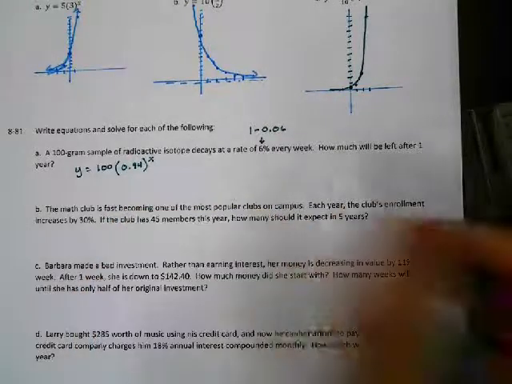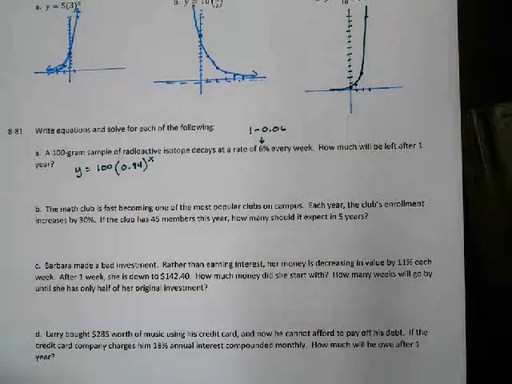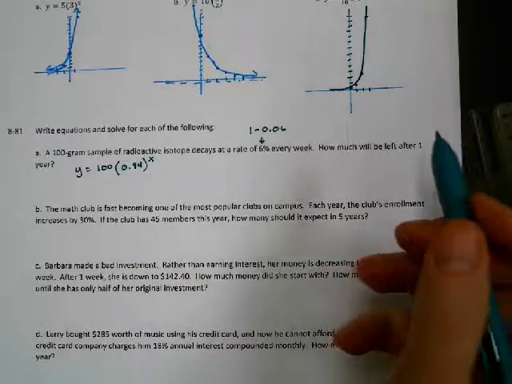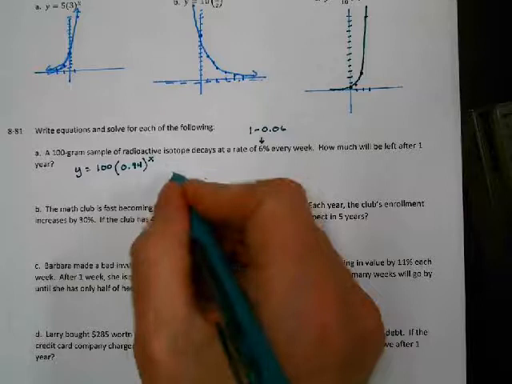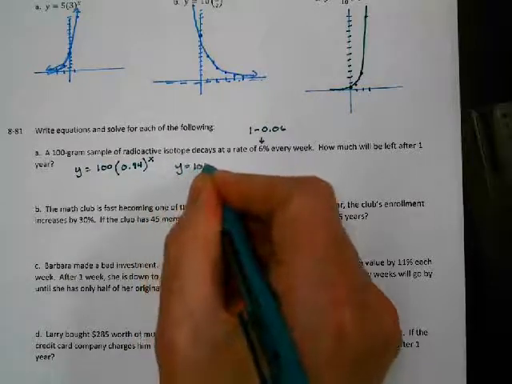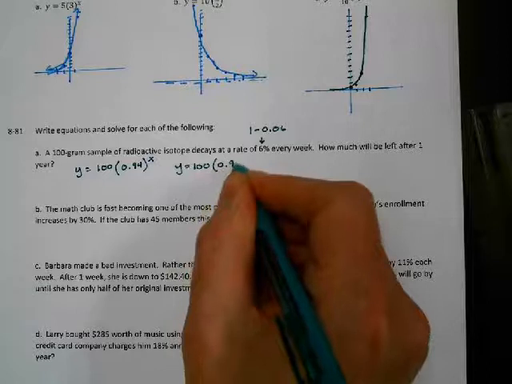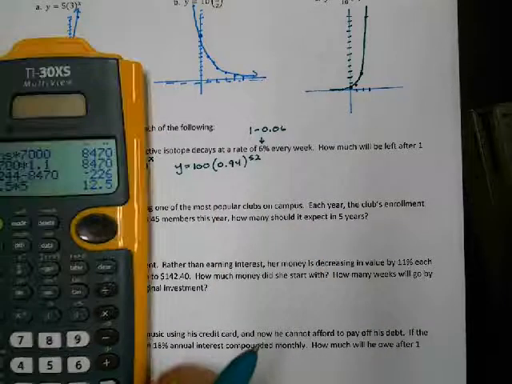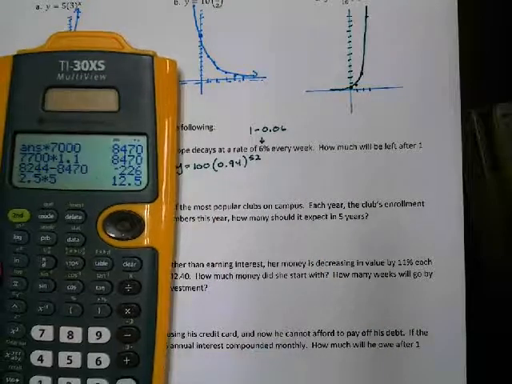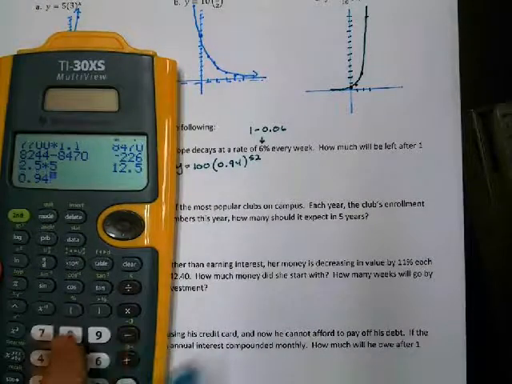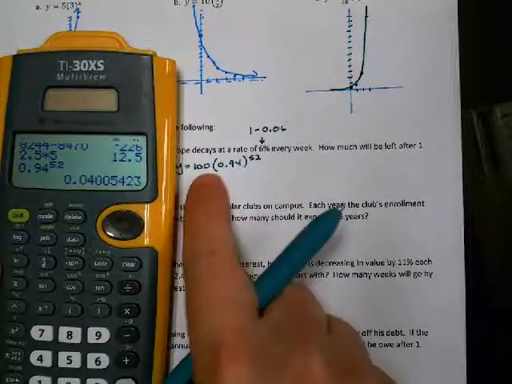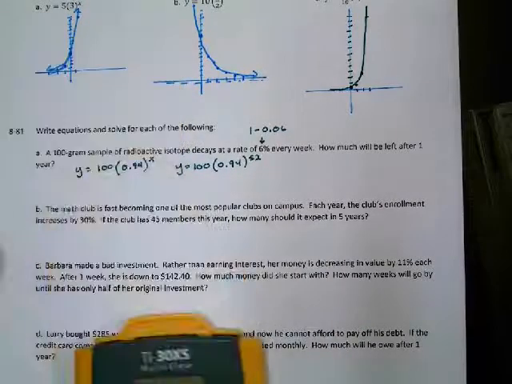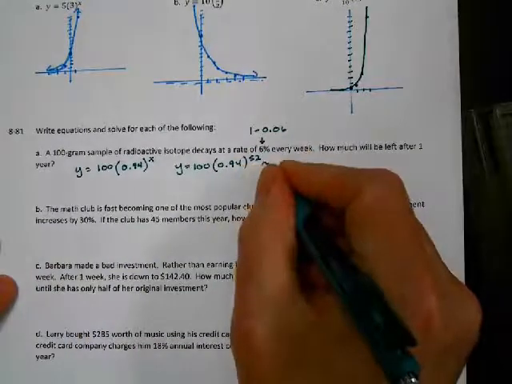So they want to know how much is going to be left after 1 year. Well, in every year there's 52 weeks. I think it's 52. It's been a long day. I can't remember numbers. 0.94 to the 52 power. Okay, so we'd take out our calculators and we would take 0.94, raise it to the 52nd power, and then multiply it by 100. And it looks like there's going to be about 4 grams left. So approximately 4 grams after 52 weeks.